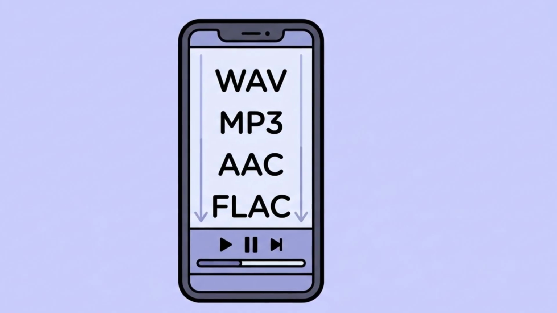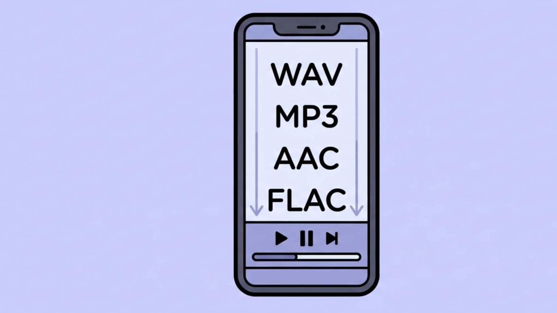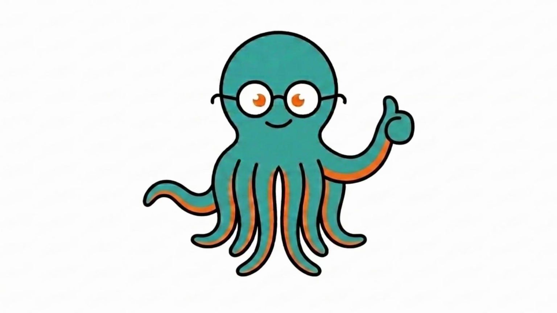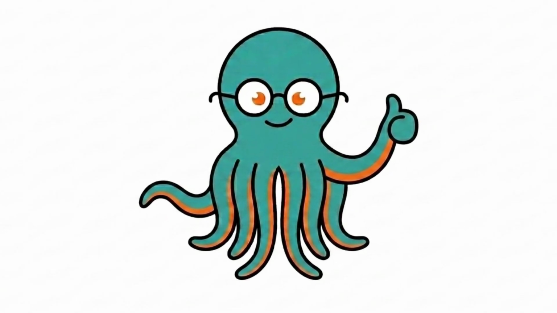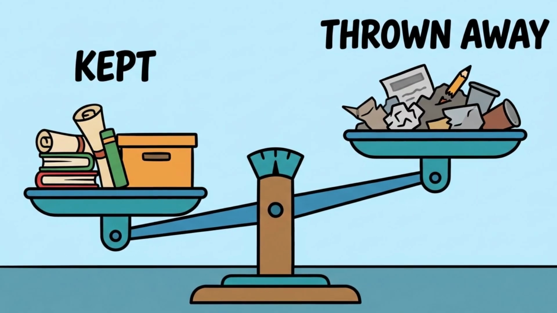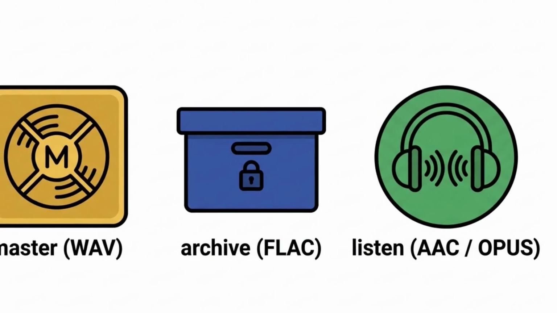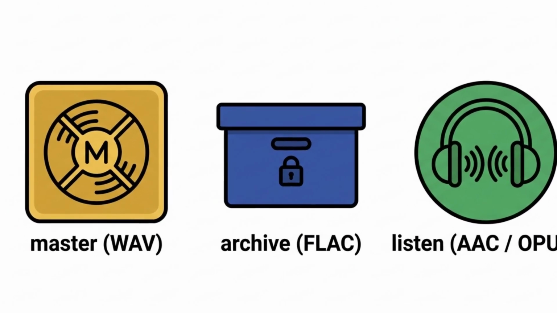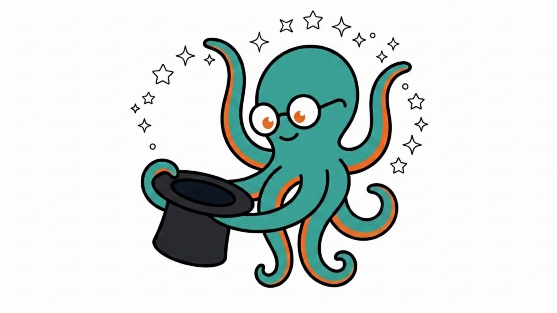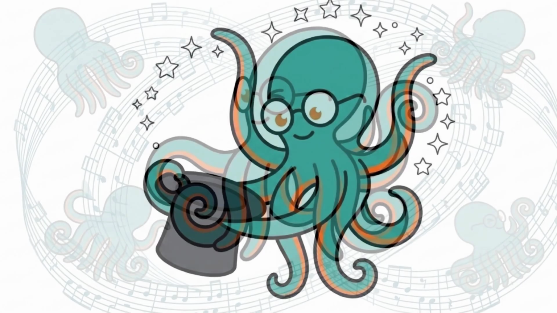So the next time you see WAV, MP3, AAC, FLAC, scroll by and feel that little jolt of, wait, am I doing this wrong? You're not. You just needed the one thing that actually separates them. And it was never how good they sound. It's how much they're willing to throw away, and whether you could ever possibly tell. Keep the master, archive in lossless, and listen in whatever's smallest. Because the greatest trick audio ever pulled was deleting most of itself and convincing an entire planet that all of it was still there.